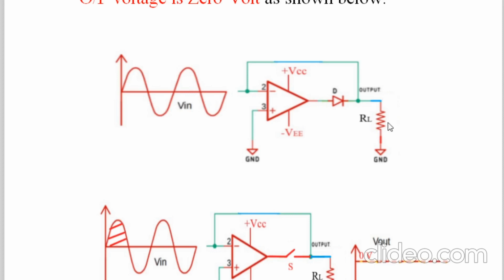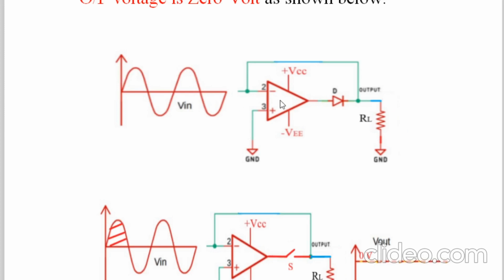But remember, there is one thing to be remembered. The negative half cycle will come to the output as a positive half cycle. Why? Because our op-amp is used in inverting configuration. When the voltage at inverting is minus, the output is plus, and when the voltage at inverting is plus, the output is minus. But during the positive half cycle, the diode doesn't conduct, that's why we got 0.